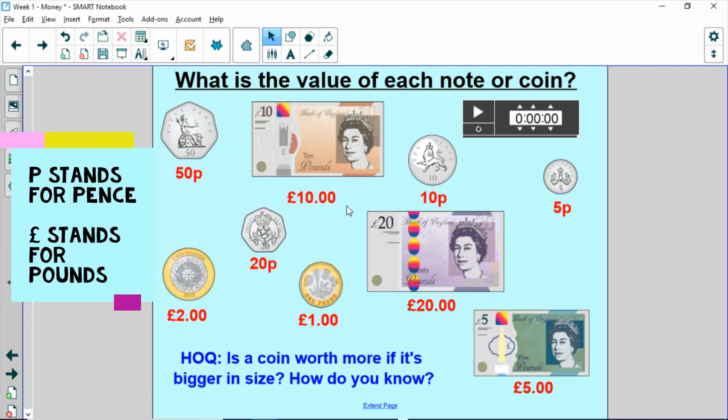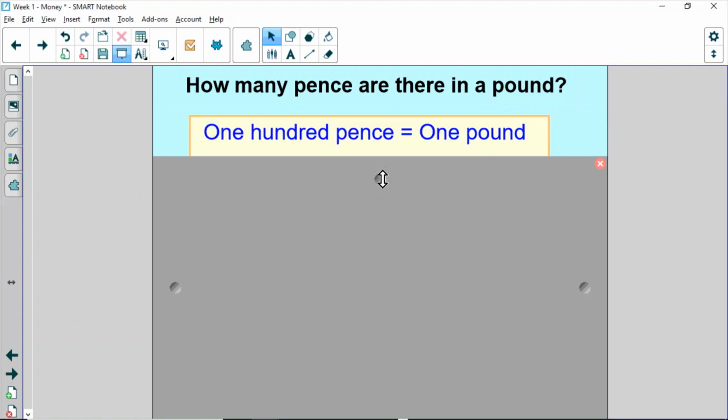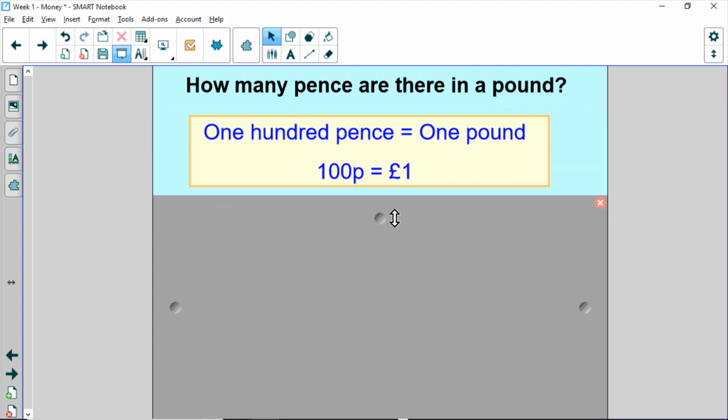Look at the actual numbers on the coins to help you. Right, let's move on then. So how many pence are there in a pound? Now, this is a really important thing for today's lesson. So there are 100 pence in £1, and there it is in numbers.